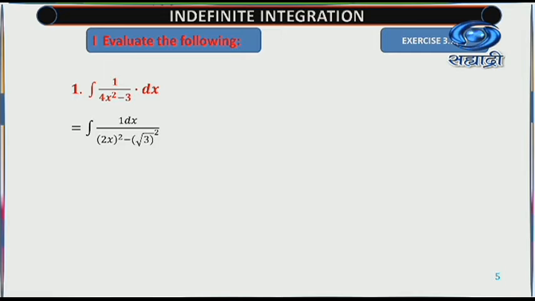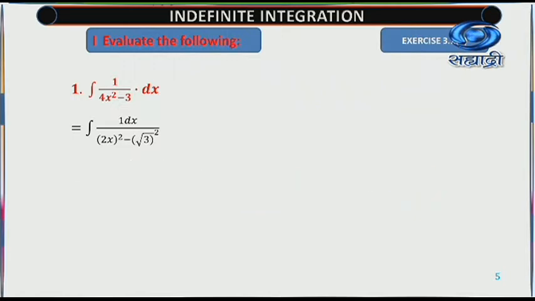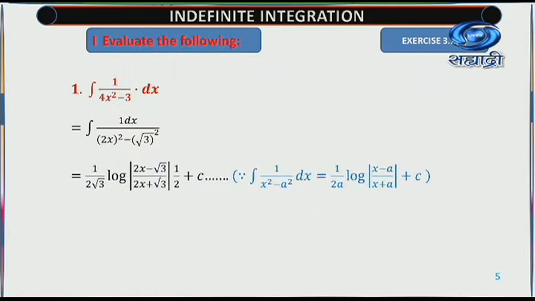Now if you get this, it is directly in your formula. The formula says that for x square minus a square, the integral is equal to 1 upon 2a log of x minus a upon x plus a, plus constant of integration. So we are using it here. What are the factors here? x minus a means 2x minus root 3, and 2x plus root 3.